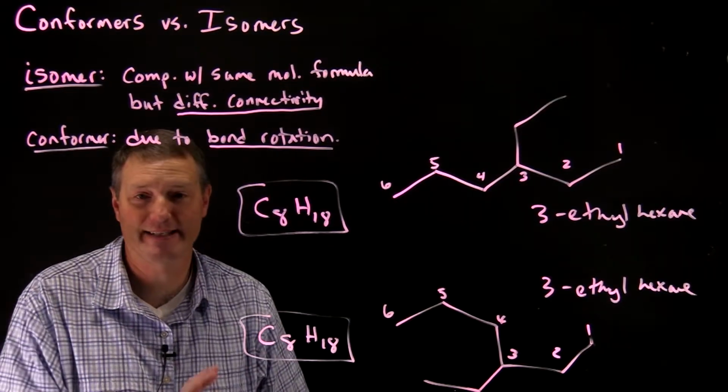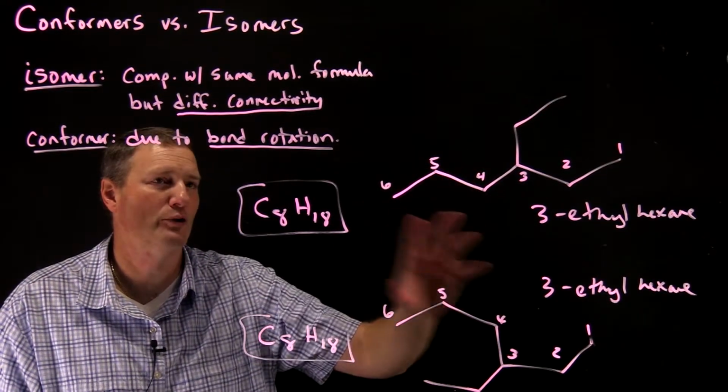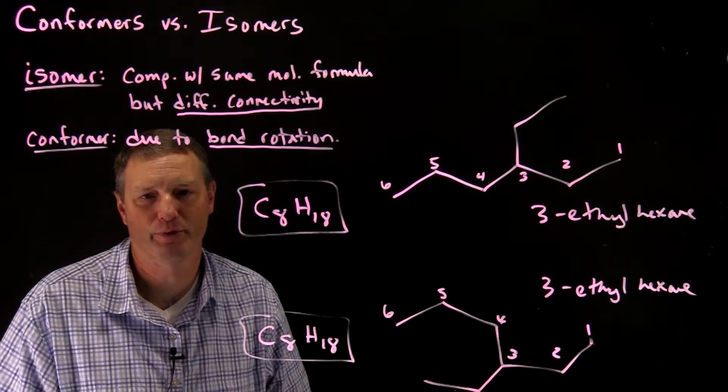Because these 2 molecules have the exact same molecular formula and the same name, that means the connectivity of the carbons is exactly the same. So what we've done is we've drawn the 2 molecules, but we've drawn them in different conformers. They're due to different bond rotations.